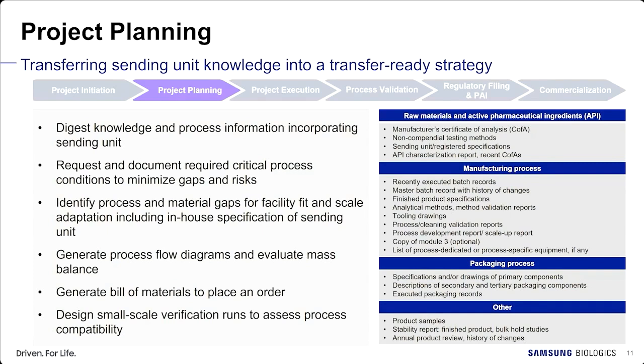Some risk mitigation actions, like introduction of new equipment or new materials, require extended period to resolve them. Therefore, fast identification and decisions shall be made, not to delay over timeline. Based on this gap assessment and facility fit assessment, mass balance is generated and bill of materials are documented to place an order for GMP manufacturing. At the same time, activities for small-scale verification run to assess process compatibility are planned. Similar to the manufacturing scale, gaps are identified and resolved, and mass balance and bill of materials are generated.